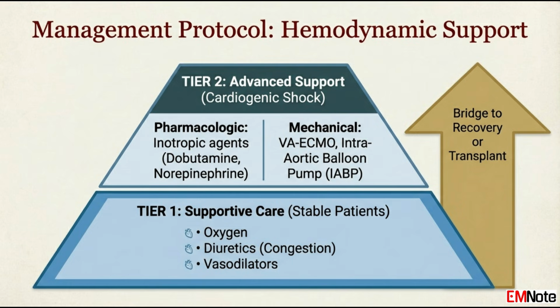Tier 2. The patient is sliding into cardiogenic shock. What do we reach for? Inotropic agents. Dobutamine, norepinephrine. And if the drugs fail? Mechanical circulatory support, things like VA ECMO or an IABP. So the goal here is just time. It's a bridge to recovery or a bridge to transplant.